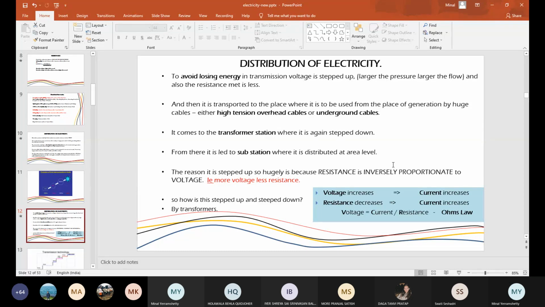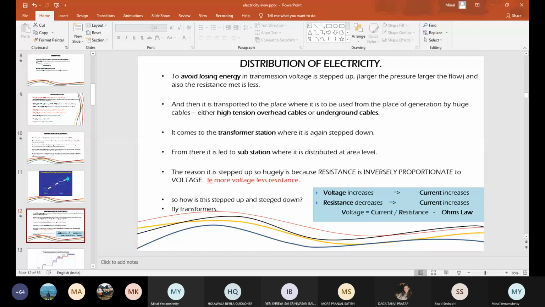And the reason it is stepped up so hugely is because current is inversely proportional to voltage. That is, more voltage, less current. So this is the formula. Please remember this thing that I've highlighted here. Voltage increases, current decreases. Resistance decreases, current increases. So the idea is you decrease the current. Voltage is equal to current times resistance, right? V is equal to I into R. So that is how you will remember this formula.